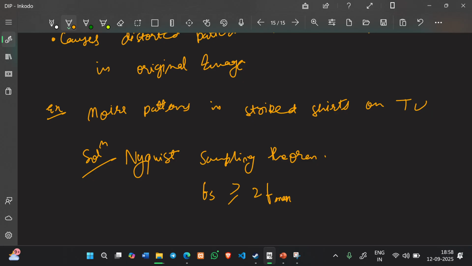So let's move further with the quantization error. When does it occur? It occurs when continuous gray levels are mapped to fewer levels and result in loss of fine intensity details, called quantization noise. For example, a smooth gradient appearing as visible steps.